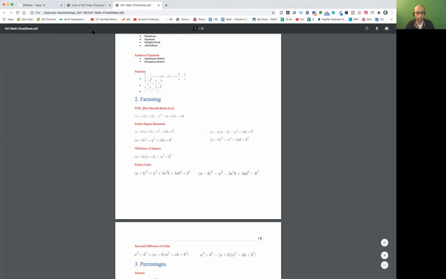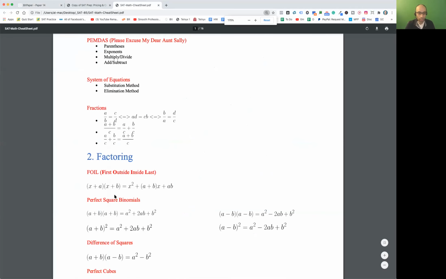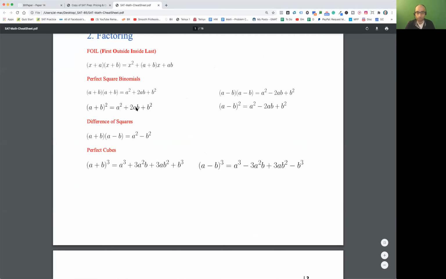This one, okay, this is in my cheat sheet right over here. (a + b) squared is a squared plus 2ab plus b squared. Okay, (a + b) squared is a squared plus b squared plus 2ab. All of these formulas I think you should memorize.